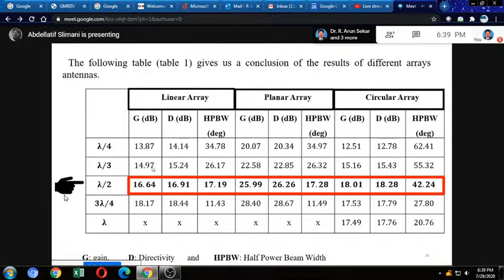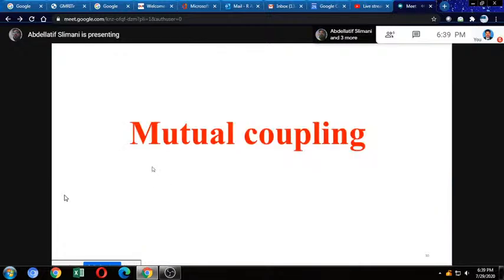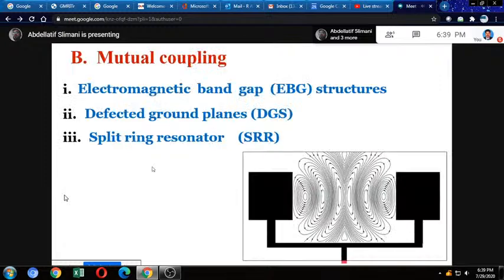So if we fix our inter-element distance, we can now talk about mutual coupling, and how we can decrease the mutual coupling between radiating elements. For mutual coupling, we have three popular methods used to decrease the mutual coupling between radiating elements.